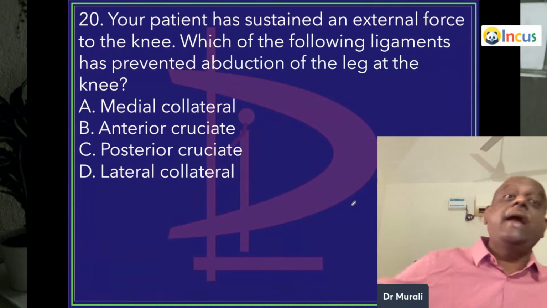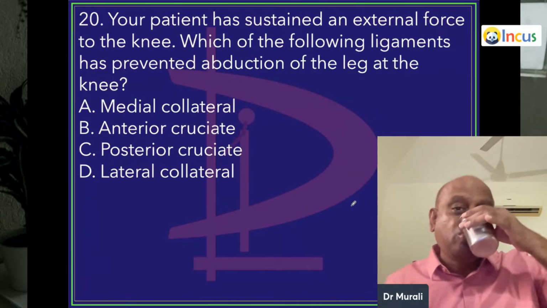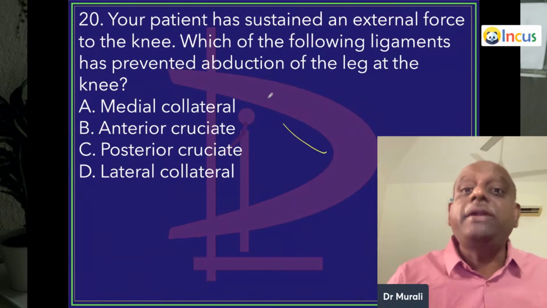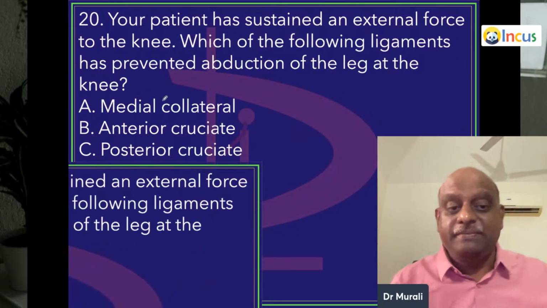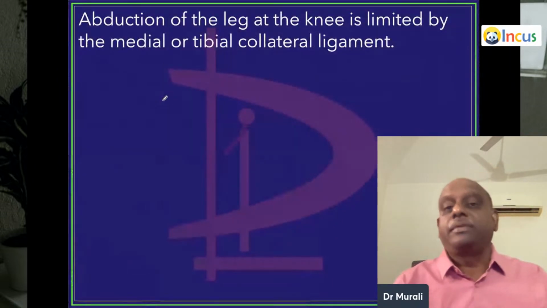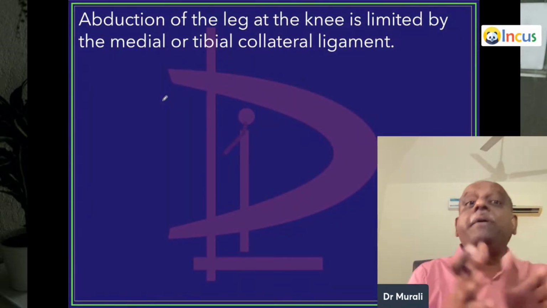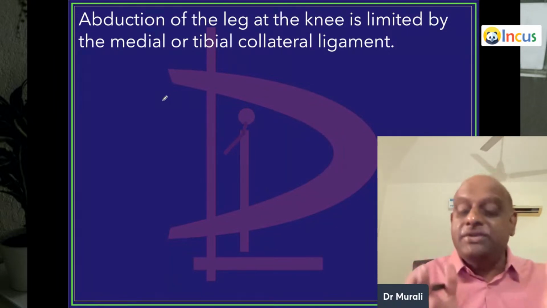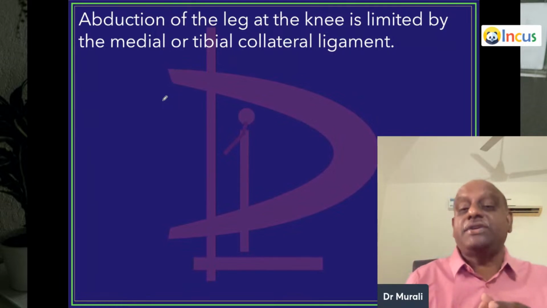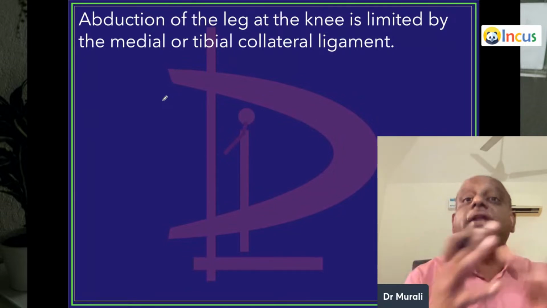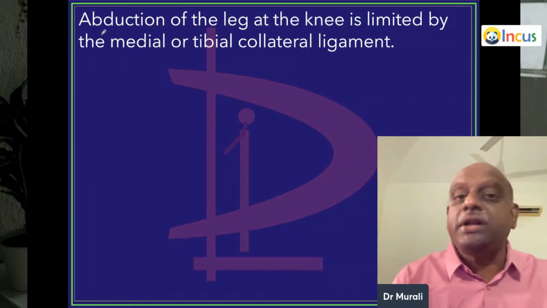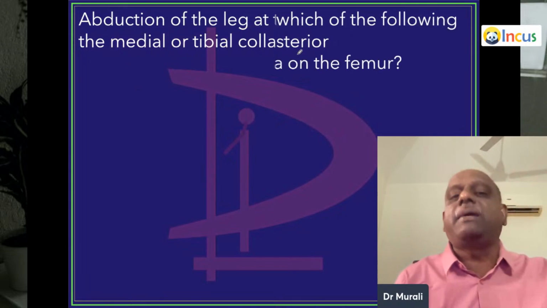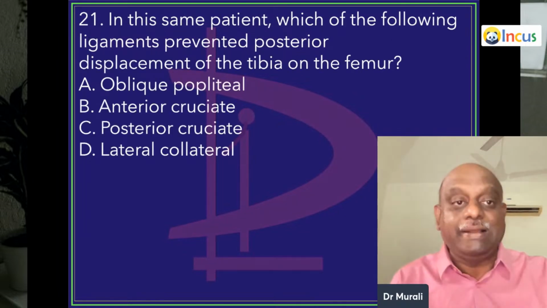The patient has sustained an external force on the knee. Which ligament prevents abduction of the leg at the knee joint? So you should know it's called the pivot shift test. You should know all these tests, Lachman's test, pivot shift test, how to examine knee joint instability. Abduction of the leg at the knee is limited by the medial or tibial collateral ligament, is what you should remember.